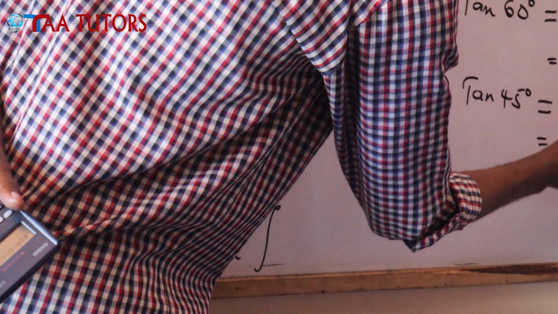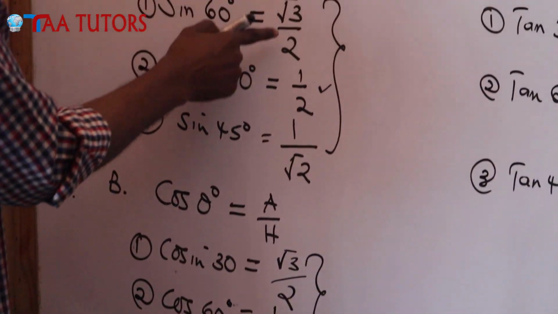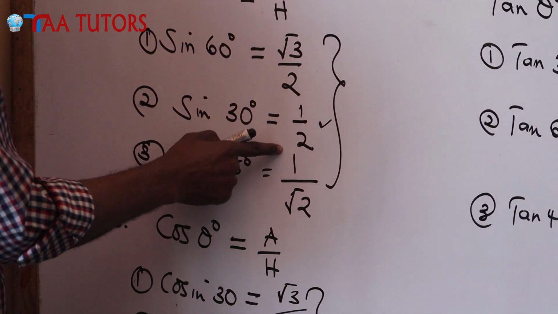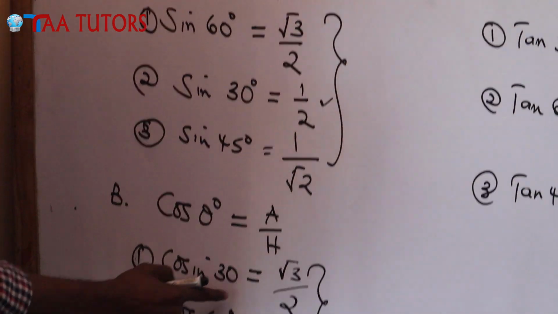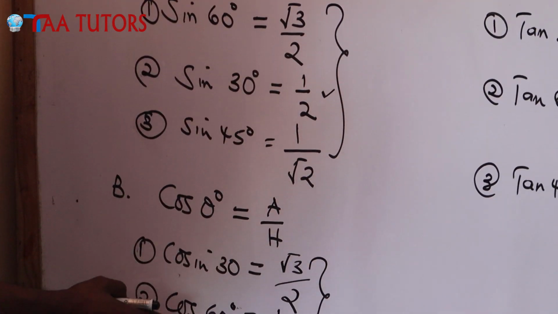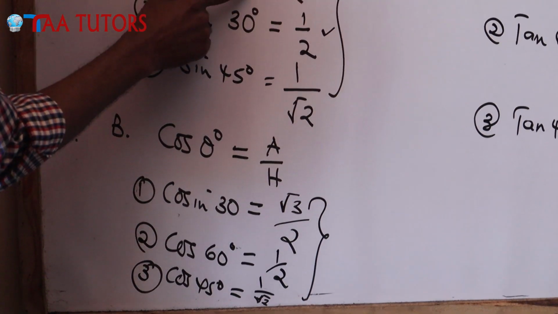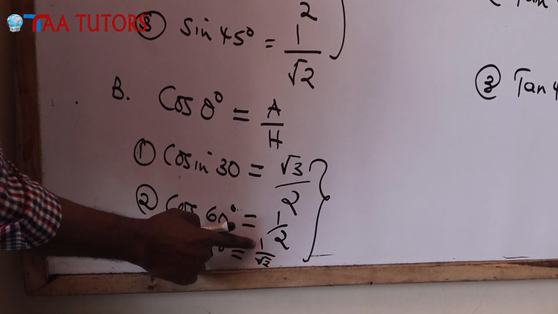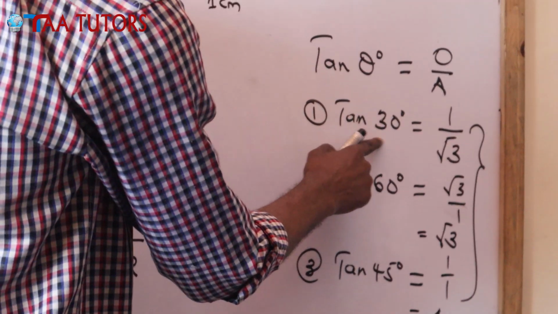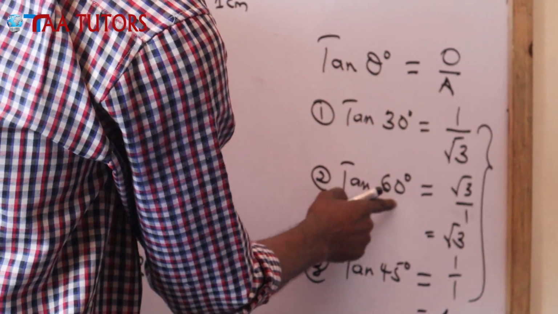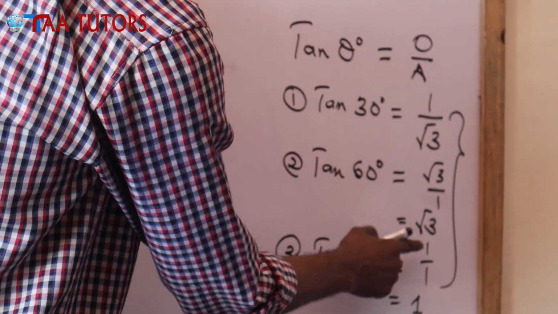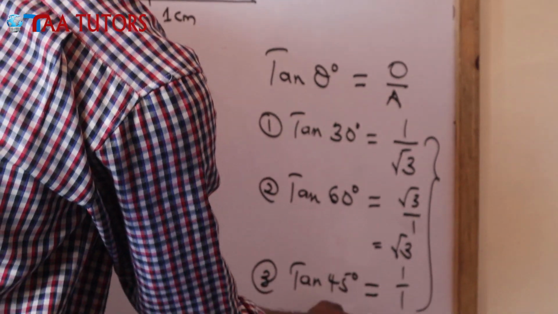We have said sin 60 is root 3 over 2, sin 30 is a half, sin 45 is 1 over root 2. Cos 30 is root 3 over 2, which is the same as the sine of 60. Cos 60 is a half, which is the same as the sine of 30. And cos 45 is 1 over root 2. Then on the other side, tan 30 is 1 over root 3. Tan 60 is the reciprocal of tan 30, which is root 3. And tan 45 is 1 over 1, which is simply 1.